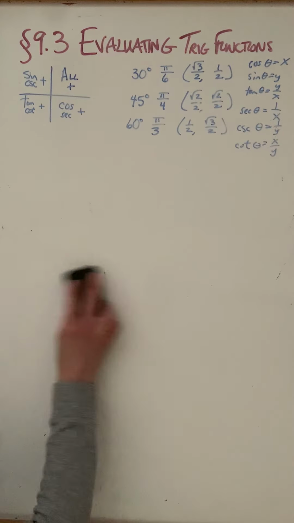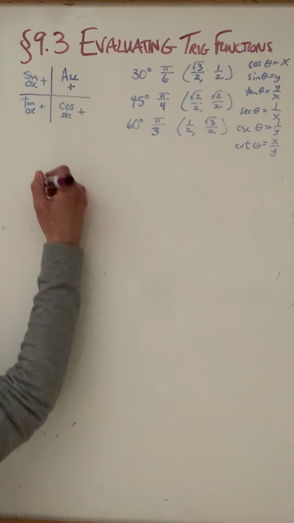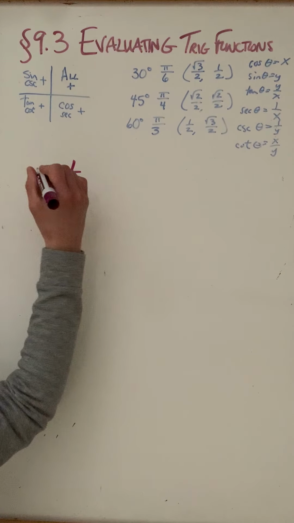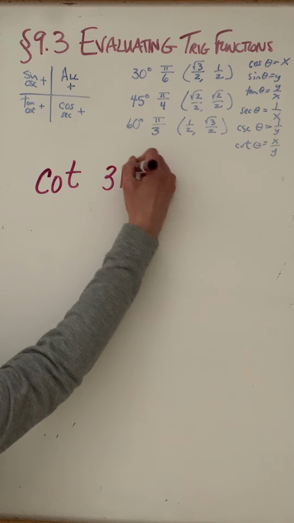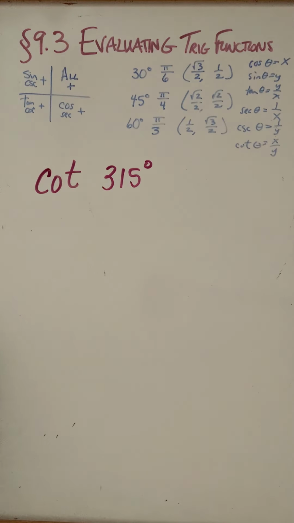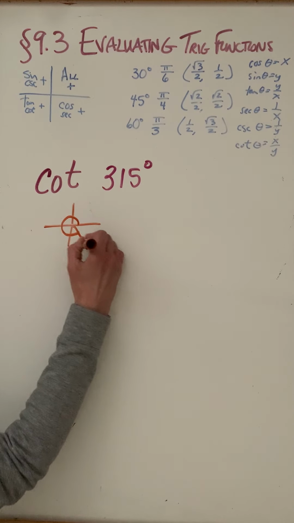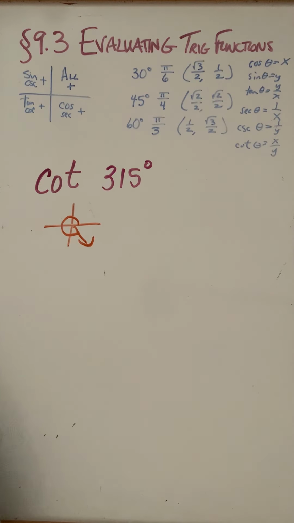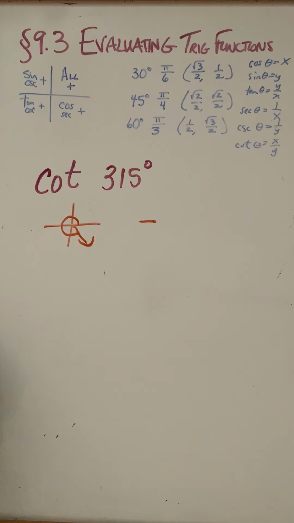Okay, let's do one more of these and then we will solve some equations. So let's say we want to find the cotangent of 315 degrees. Okay, so let's think about which quadrant we're in. 315 terminates in the 4th quadrant. What do we know about cotangent in the 4th quadrant? It is in fact negative.